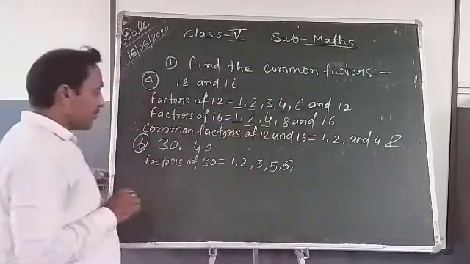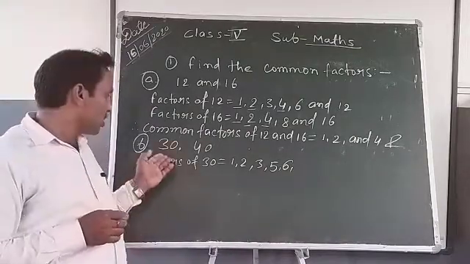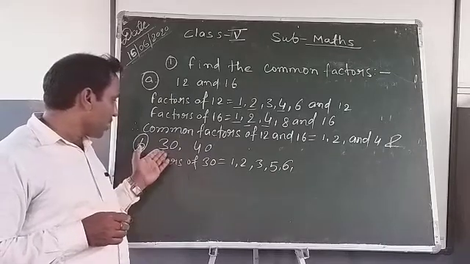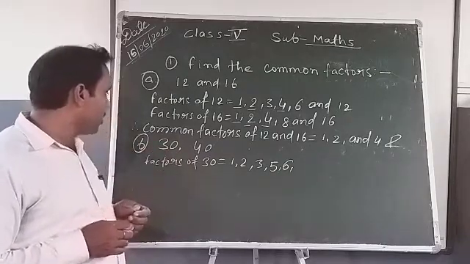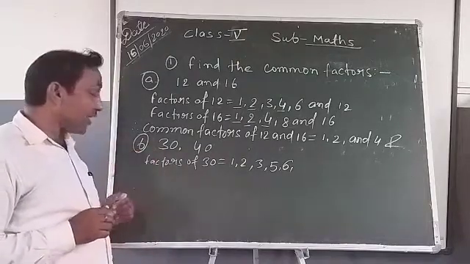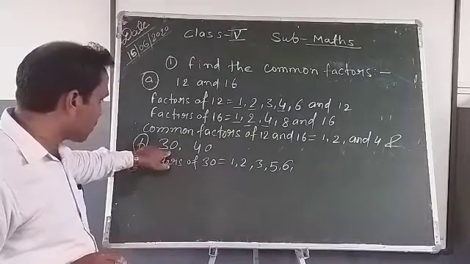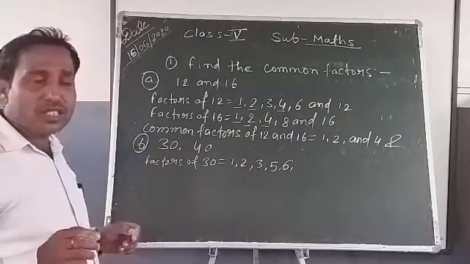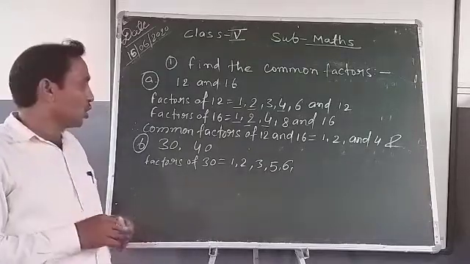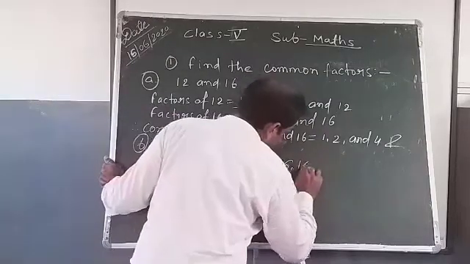Next one, 7. 30 is not coming in the table of 7. The table of 8 also not coming, because 30 is not divisible by 7, 8 or 9. Okay. And the last one, that is 10. 30 is divisible by 10, its unit place is 0. Any number whose unit place is 0 is divisible by 10. So 10 is a factor of 30. So write 10 here also.